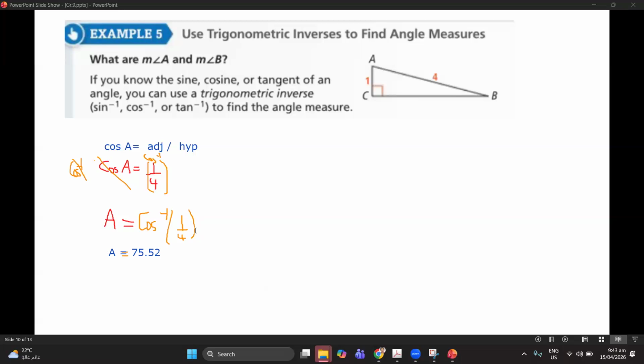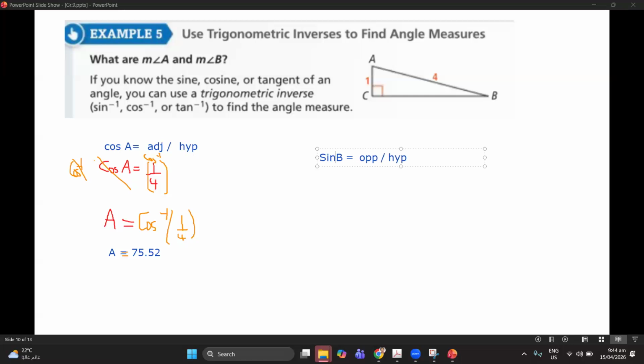I have a question. Yes. How can I understand if I should use cosine or sine or tan? According to the given. As an example here in B, look at angle B. I need to find angle B now. What's the given for angle B? How is 1 related to angle B? It's opposite. And the 4, how is it related to angle B? It's the hypotenuse. But which one is opposite over hypotenuse? Sine.